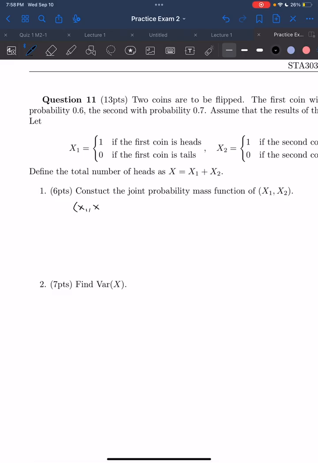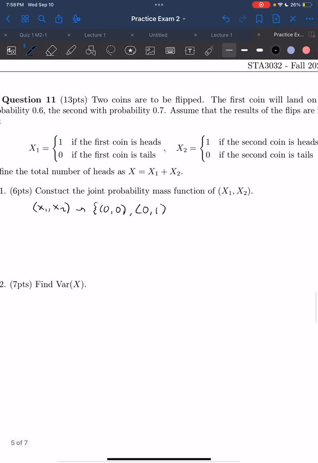So our possible values would be 0, 0, 0, 1, 1, 0, and 1, 1.